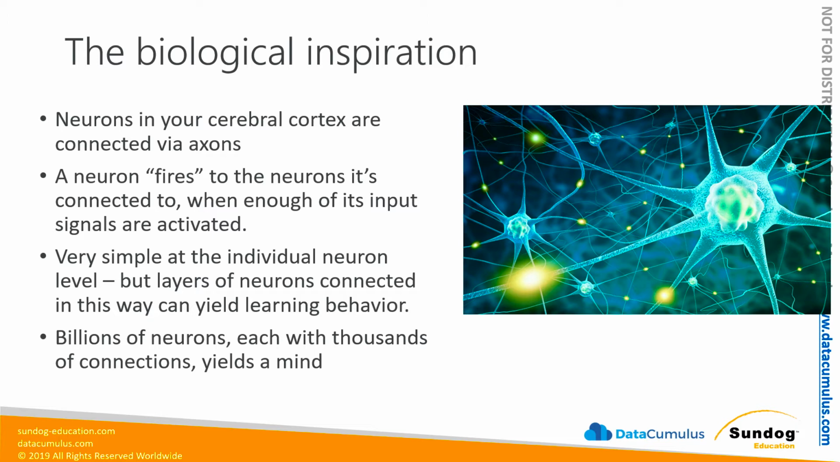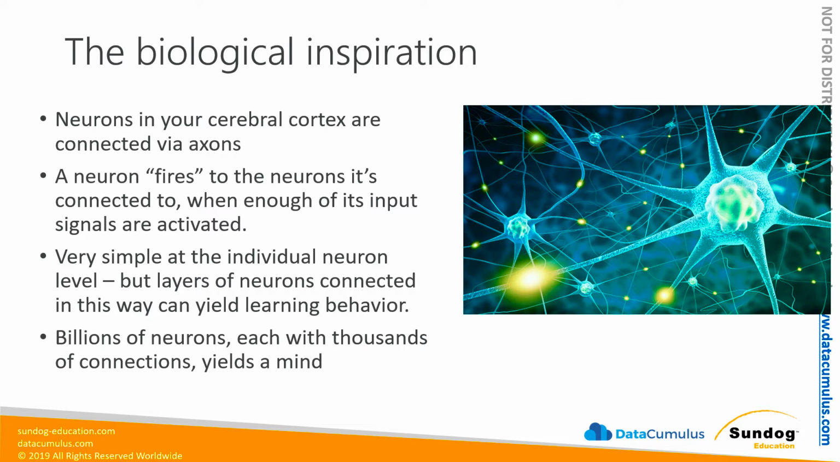Now, within your brain, specifically within your cerebral cortex, which is where all of your thinking happens, you have a bunch of neurons. These are individual nerve cells, and they're connected to each other via axons and dendrites. You can think of these as connections, wires, if you will, that connect different axons together. Now, an individual neuron will fire or send a signal to all of the neurons that it's connected to when enough of its input signals are activated. At the individual neuron level, it's a very simple mechanism. You just have this neuron that has a bunch of input signals coming into it, and if enough of those input signals reach a certain threshold, it will in turn fire off a set of signals to the neurons that it in turn is connected to as well.